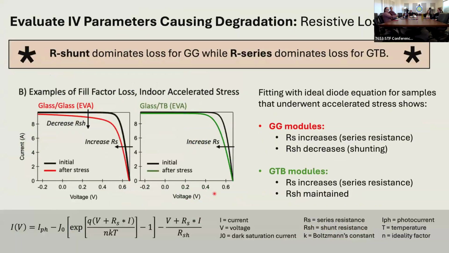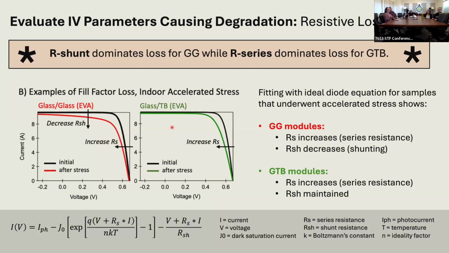So then we can look into the IV curves to understand why the glass sample degradation is different from the degradation of the glass transparent backsheet samples. So here are the IV curves, and we see for glass samples, there's a decrease in the shunt resistance, along with some increase in the series resistance too. But for the glass transparent backsheet samples, they're mainly dominated by an increase in series resistance, and we don't see a decrease in shunt resistance for those.